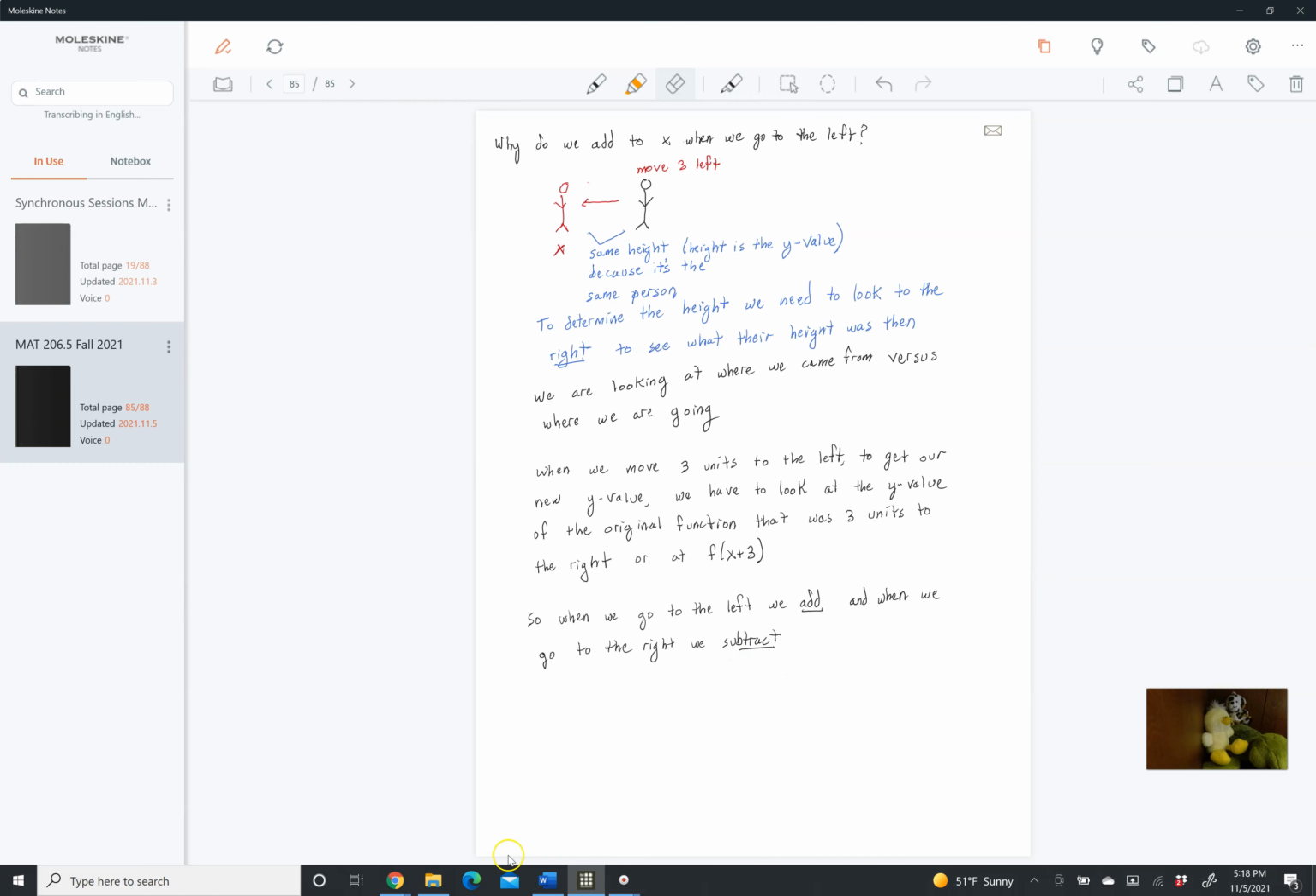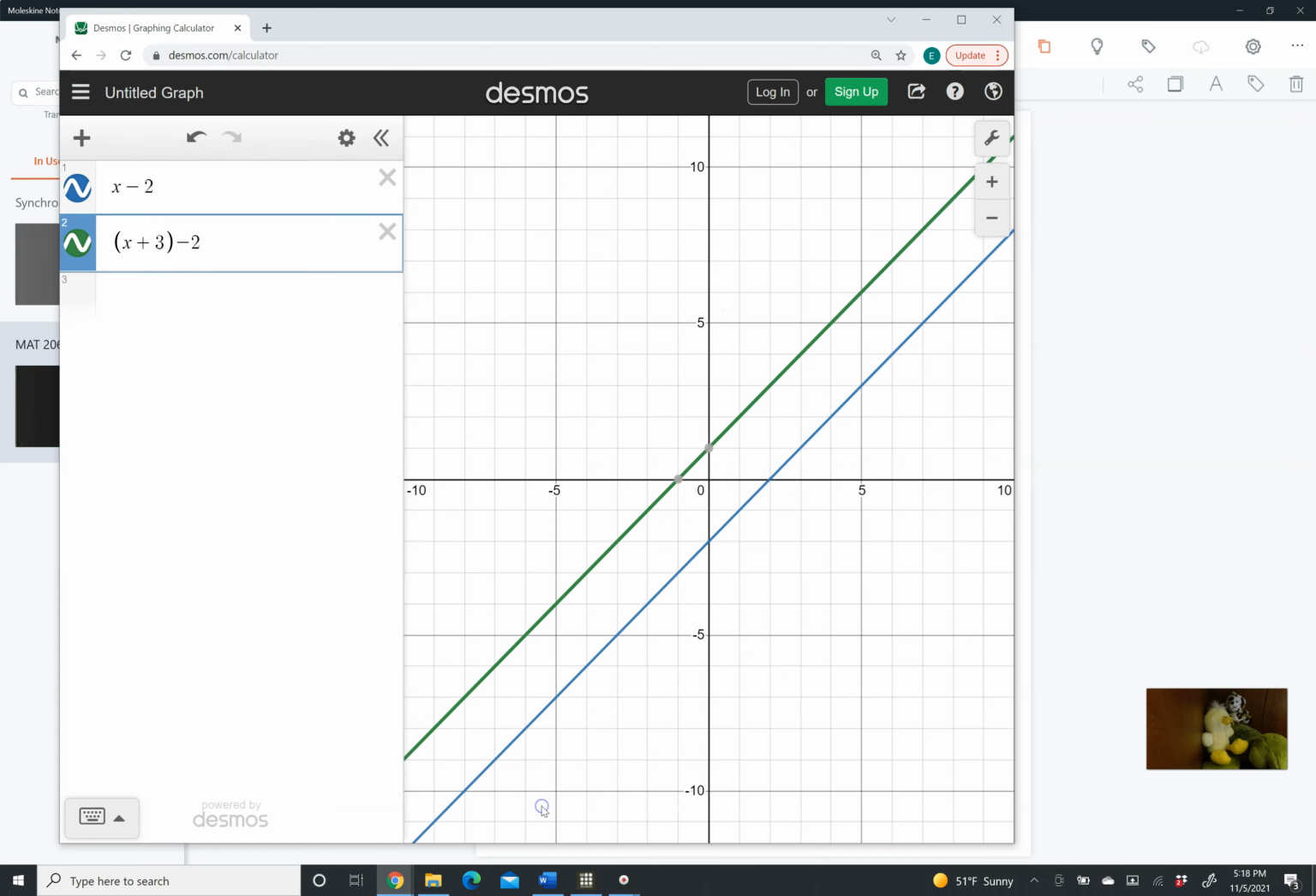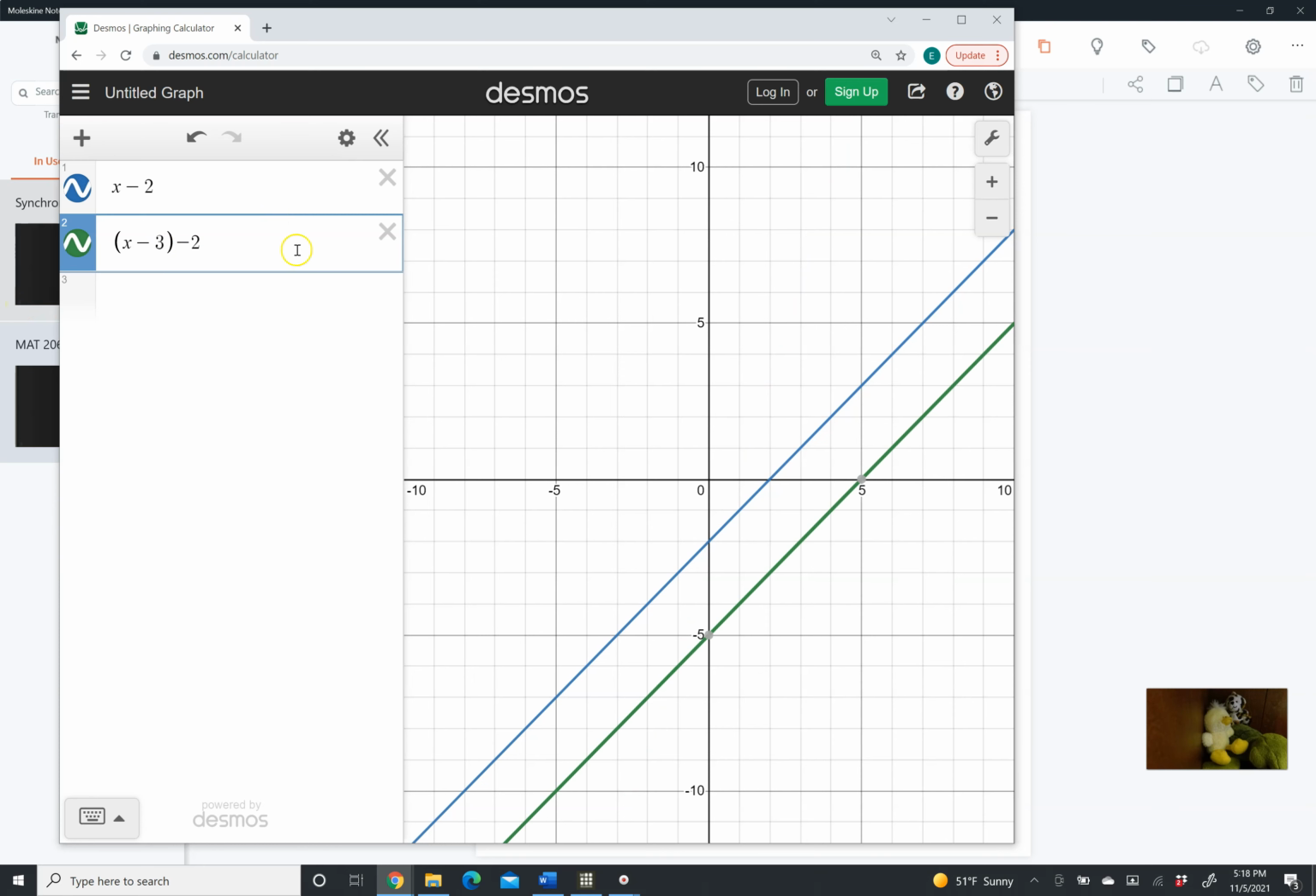Once again, if our original function is x minus 2, then when we move it to the right, we're moving it to the right by doing x minus 3. If we take this value on the blue graph and move it 3 spaces to the right, going from x equals 2 to x equals 3, in order to figure out what the y value was, we have to look at what the y value was on the original function, which was 3 spaces to the left, or at x minus 3. Here at x equals 5, our new x value is x equals 8.